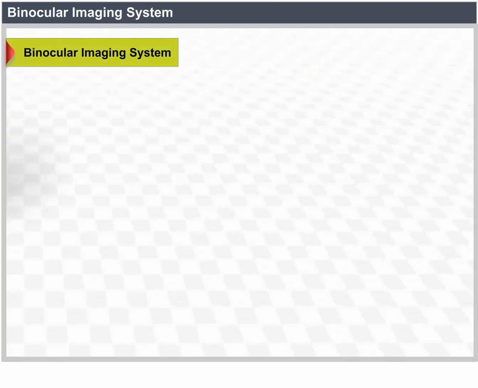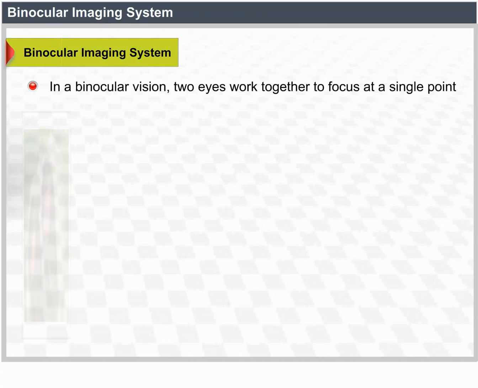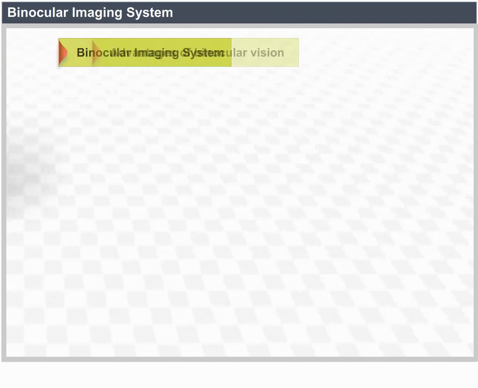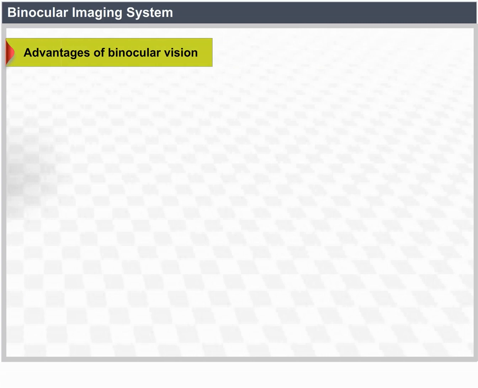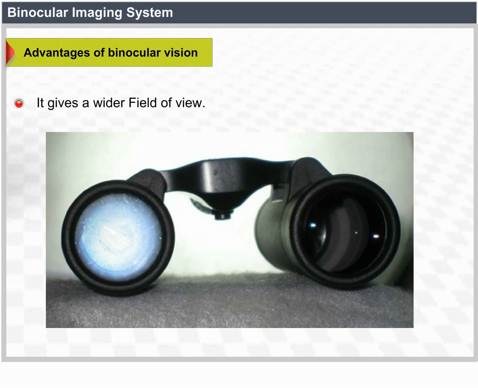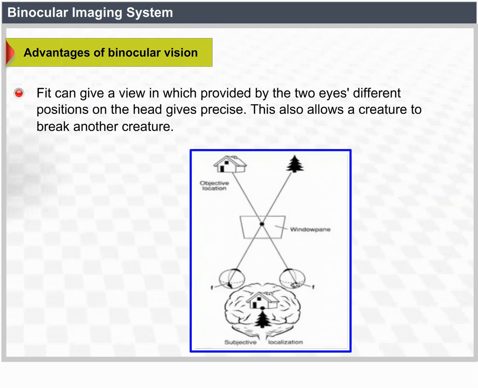Binocular imaging system. In binocular vision, two eyes work together to focus on a single point. Advantages of binocular vision: it gives a creature a spare eye in case one is damaged, it gives a wider field of view, and it can give two eyes different positions.